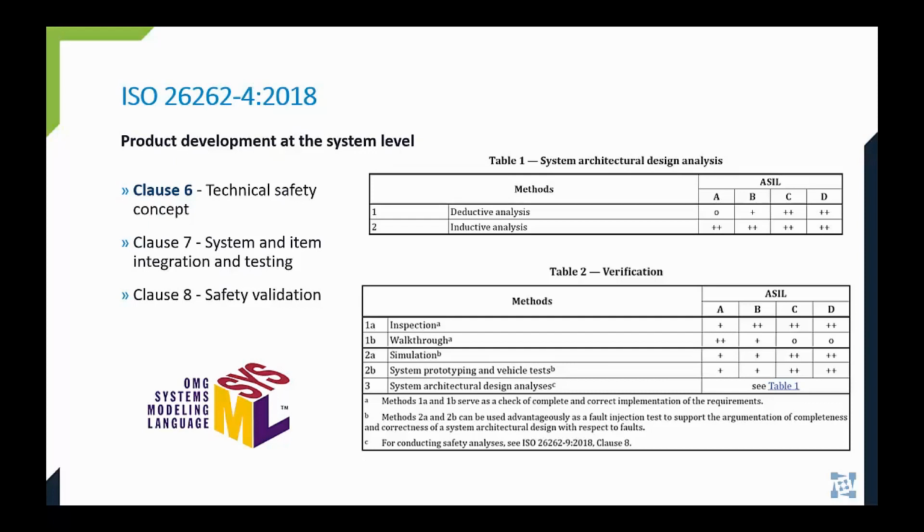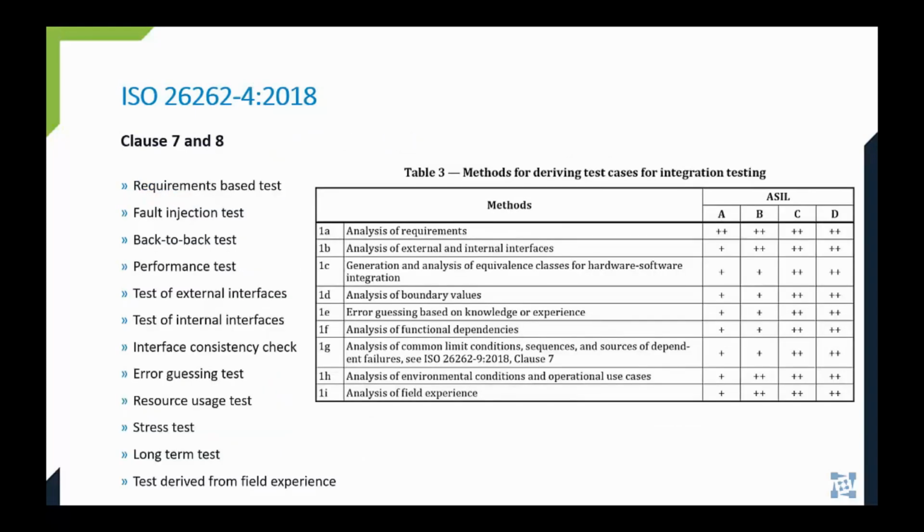Note that Table 1 is the left side of the V and Table 2 is the right side of the V. We don't have the time to go into all the details, so I'm just going to sum up some of the additional verification methods. Table 3 shows methods used in deriving test cases. You have analysis of requirements, interfaces, boundary values, and much more. Very important is field experience. The many years of knowledge and insight by the team is immensely valuable.